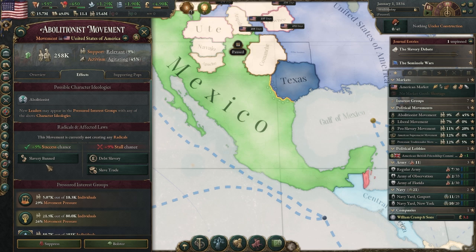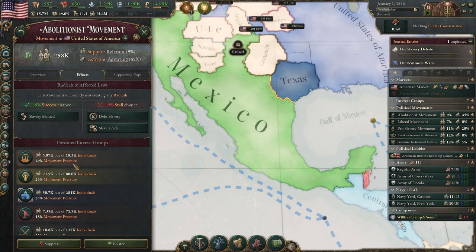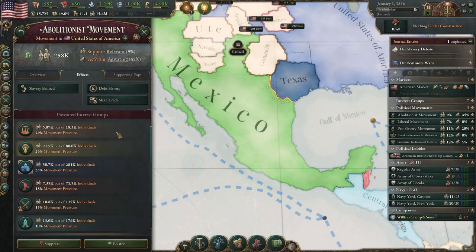You can also see a detailed list of how interest groups are being pressured by the movement. Remember, the movement pressure is also accounting for the political power of the POPs. So when you look at the industrialists, 5.07 thousand out of 18.3 thousand individuals support this movement. That's about 28% of their population. However, their movement pressure is 29% because the 5.07 thousand people that support it have a certain level of political power, which adds to the movement pressure.